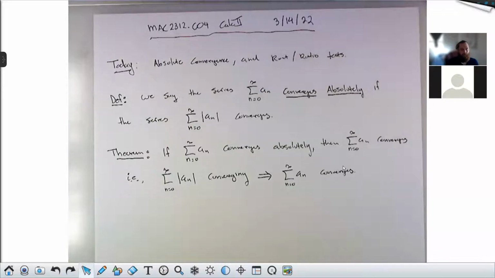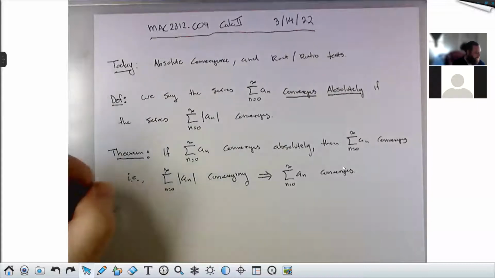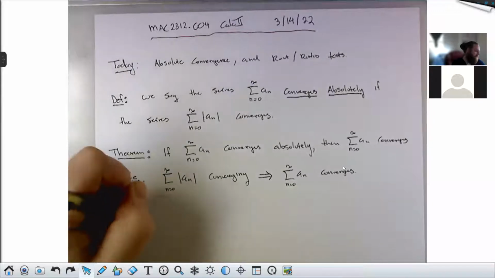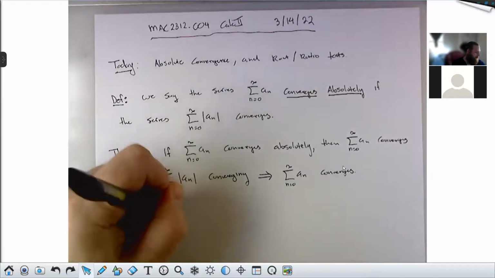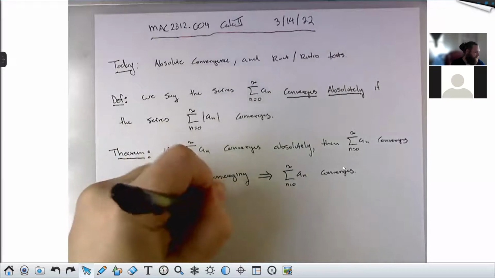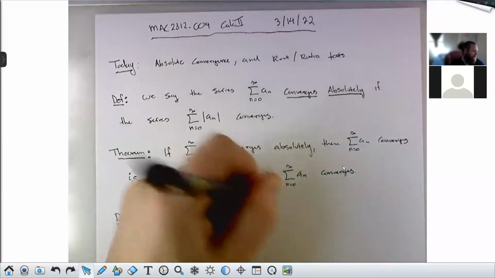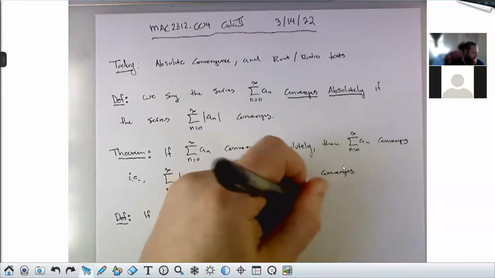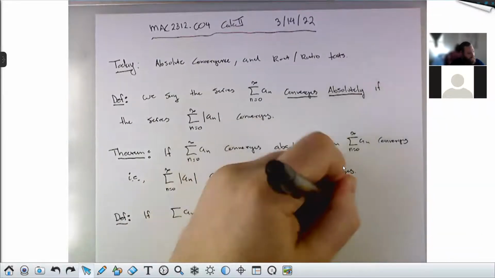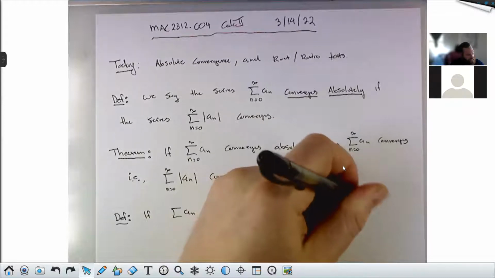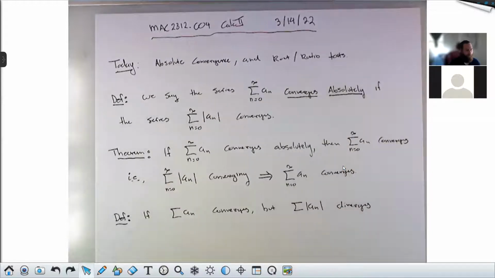Okay. There's one more little definition, and then we're going to look at some examples. If the series sigma an converges, but the absolute value series sigma absolute value an diverges, well, that means that the original series is convergent, but not absolutely convergent.